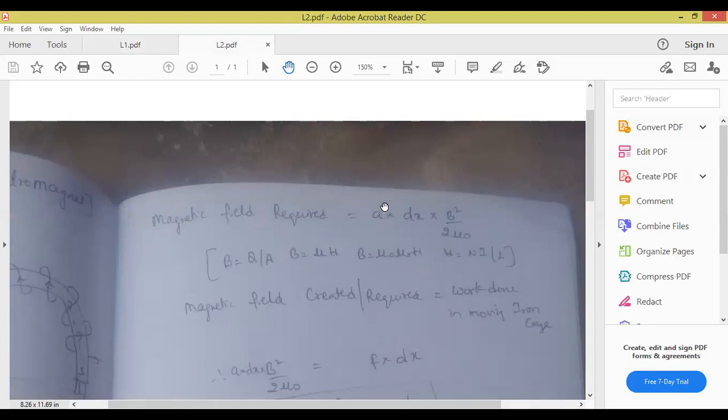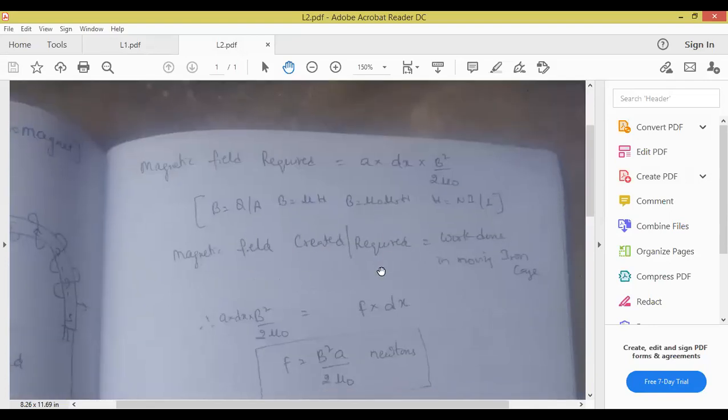So first I am taking the area. The magnetic energy required depends on the area, the change in distance and the magnetic field density, B square by 2 mu naught. The brackets that have been written are only for your understanding. Okay, you are creating magnetic energy, but that magnetic energy has to do useful work. What does it have to do, anyone tell me? The magnetic energy which we are creating, what does it have to do?